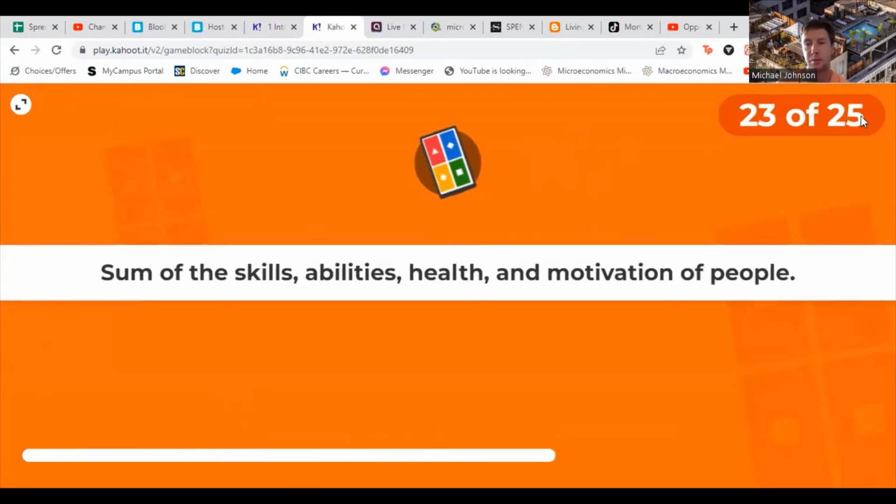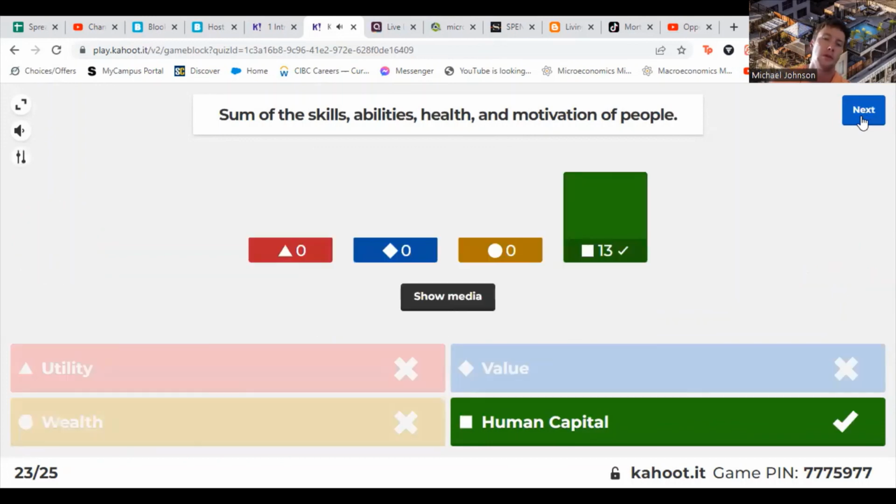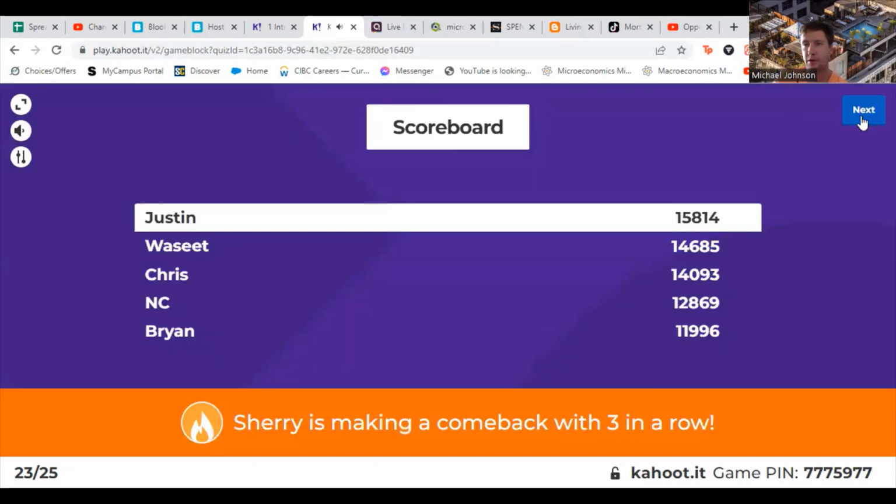And then some of the skills, abilities, health, and motivation of people. Red is utility, blue is value, yellow is wealth, green is human capital. Which one would be the right answer? Green is human capital, the right answer.